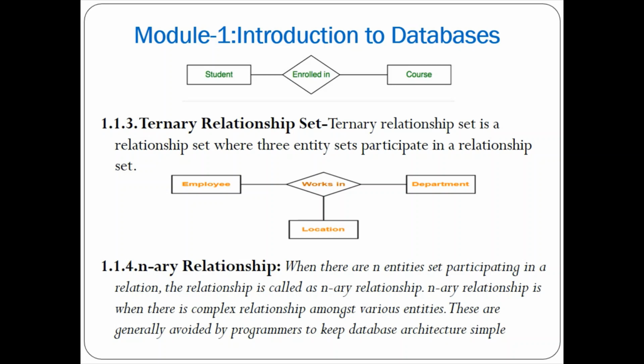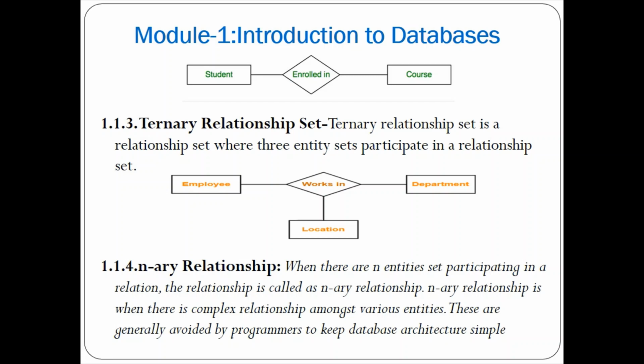What is a ternary relationship set? A ternary relationship set is a relationship set where three entity sets participate in a relationship. We call it a ternary relationship set. A ternary relationship exists when exactly three entity types participate. When such a relationship is present, we say that the degree is 3.